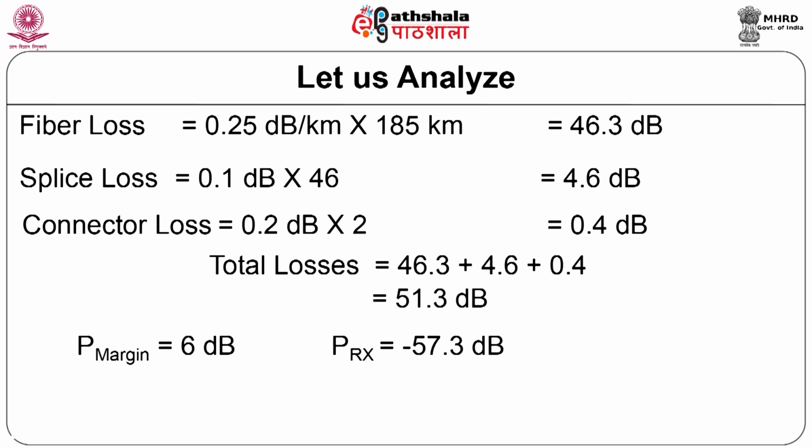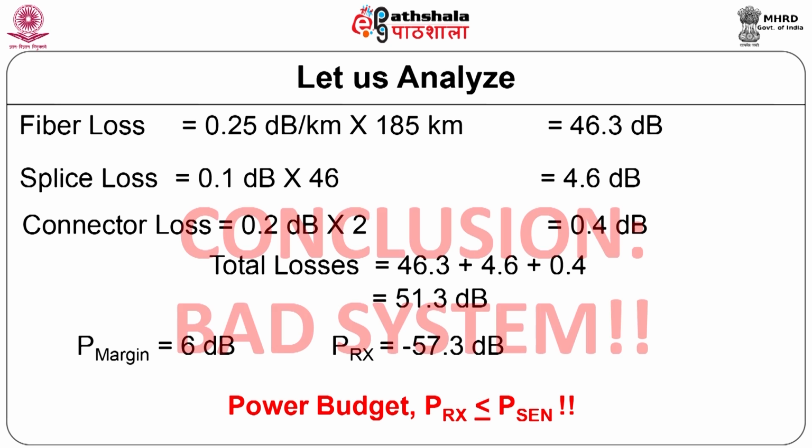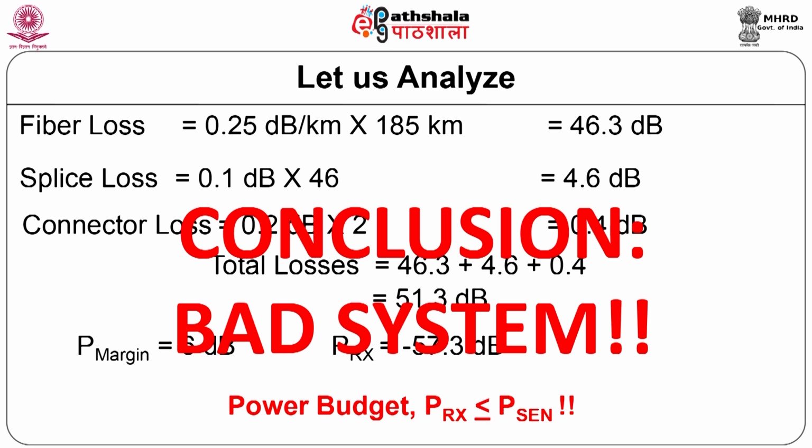P margin is 6 dB. PRX is equal to minus 57.3 dB. Here you can see that the PRX, that is the receiver side power, is less than the P sense, because what is the P sense value is minus 28 dB. So, here you can say that this system is not much good system. So, it is a bad system.